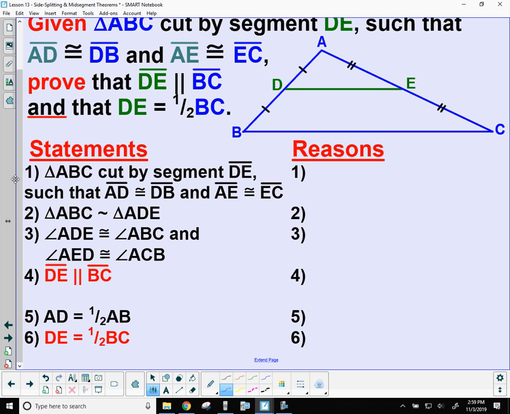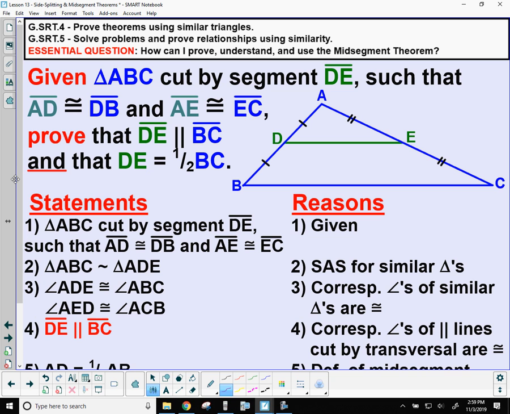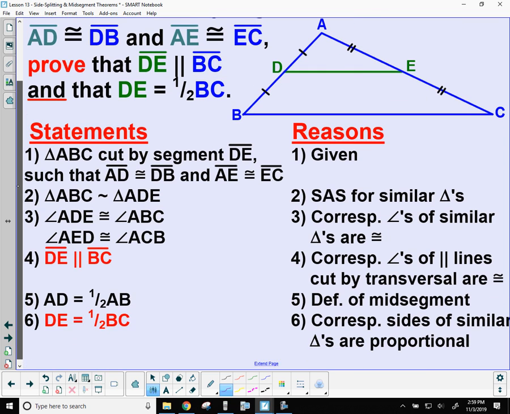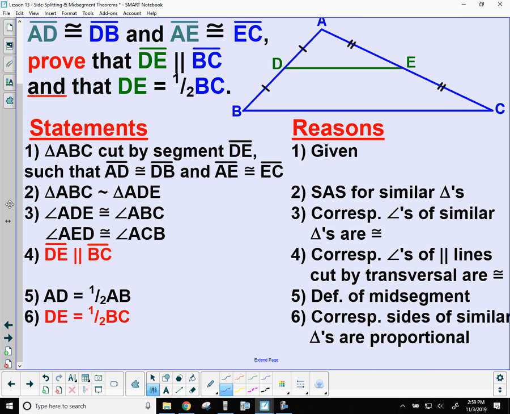Okay, we're back. Let's go over the reasons. So, obviously, number one's given. We use SAS, side angle side, for the similar triangles, and due to that, corresponding angles of similar triangles are congruent, so that's why angle ADE is congruent to angle ABC and AED is congruent to ACB.